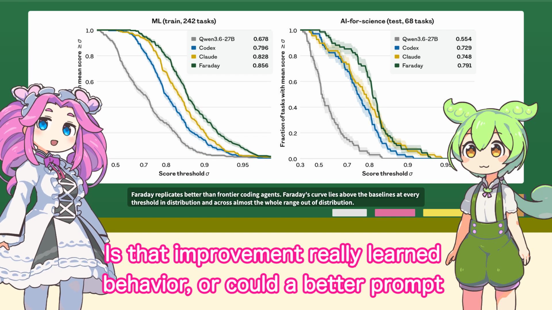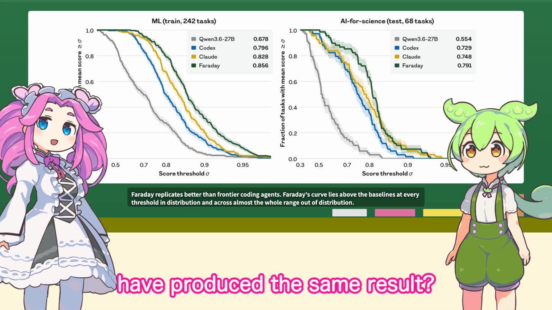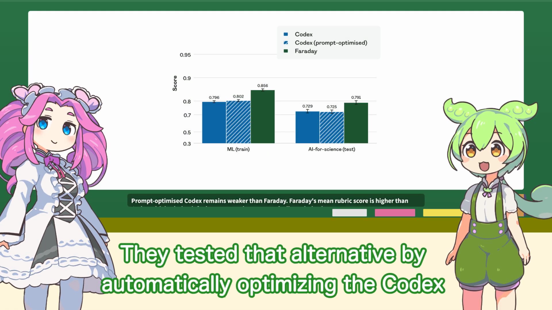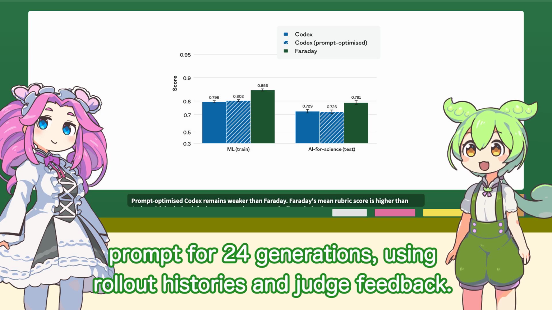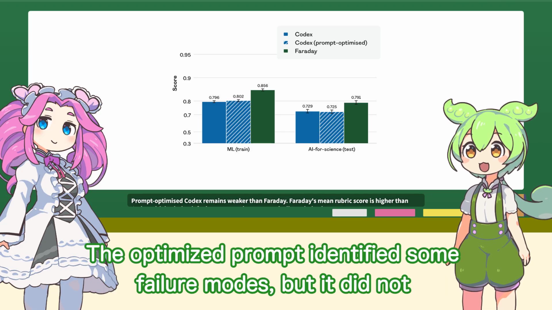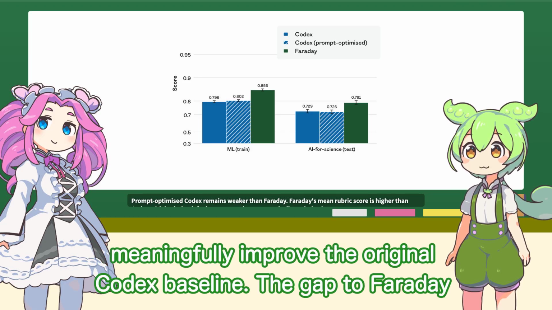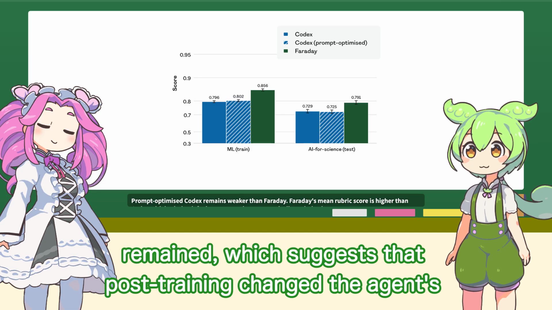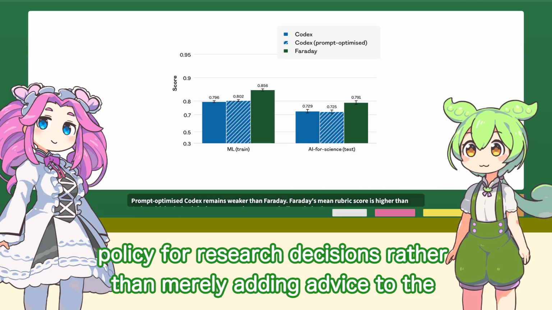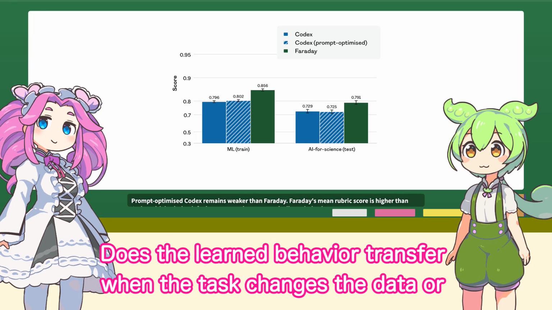Is that improvement really learned behavior, or could a better prompt have produced the same result? They tested that alternative by automatically optimizing the Codex prompt for 24 generations, using rollout histories and judge feedback. The optimized prompt identified some failure modes, but it did not meaningfully improve the original Codex baseline. The gap to Faraday remained, which suggests that post-training changed the agent's policy for research decisions rather than merely adding advice to the prompt. Does the learned behavior transfer when the task changes the data or the claim?